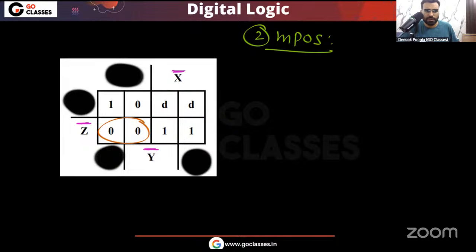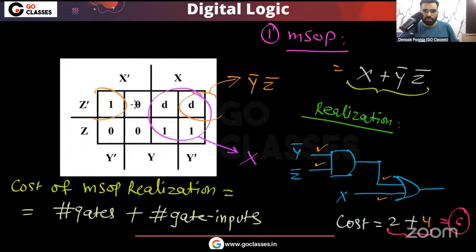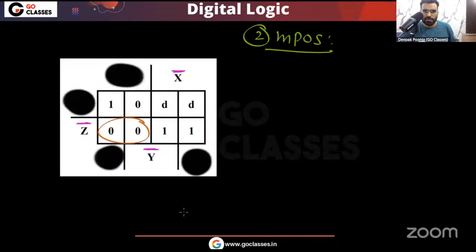So here you can see, to cover this zero, can I make a 4 size cube? No, I cannot make a 4 size cube. Remember, you can either do it like this, or you can do it like this. Both are perfectly fine. Okay, both are perfectly fine. Is this clear? So remember, we are getting two minimal POS.